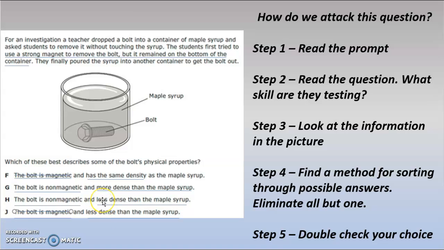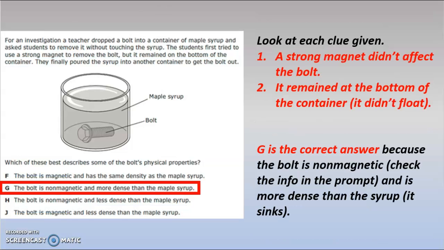than the maple syrup. Well, it sank, right? It sank in that maple syrup, which means it is more dense. It's got to be more dense. And that's how you narrow that one down. A strong magnet didn't affect the bolt. It remained at the bottom of the container.